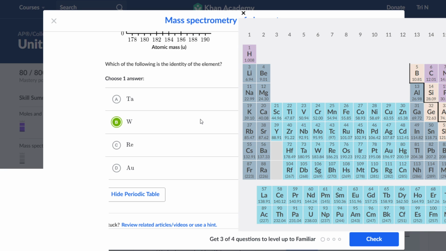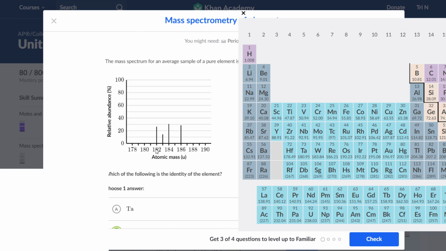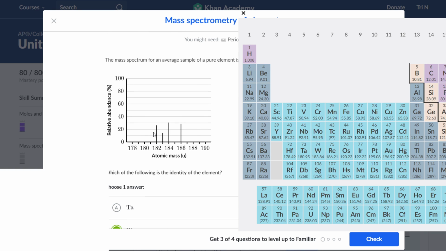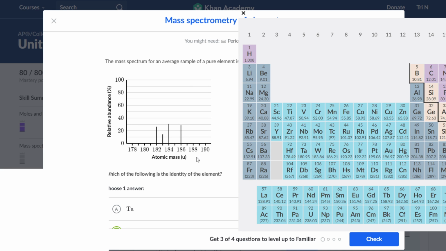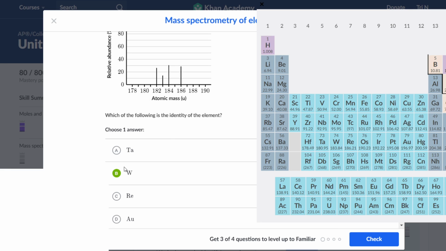The reason that TA wouldn't work is because it would be about 180, and we don't have any 180, so that would be too low. The next closest would be RE, at 186.21. But there's nothing above 186 that can counterbalance 186 by itself, so 186.21 would not be the average of this mass spectrum. So I would say B, the element W, would be the right choice.